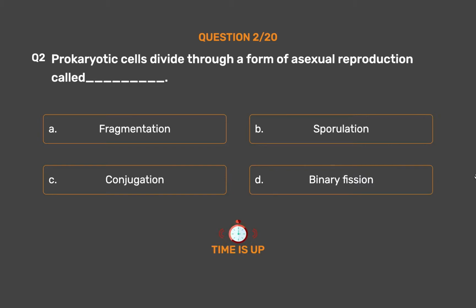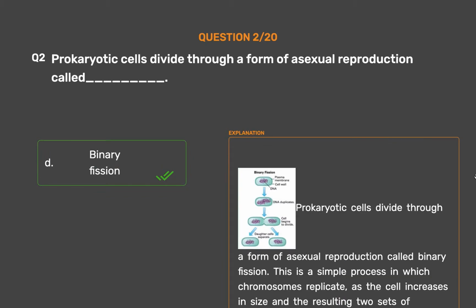The correct answer is option D, binary fission. Prokaryotic cells divide through a form of asexual reproduction called binary fission. This is a simple process in which chromosomes replicate. As the cell increases in size and the resulting two sets of chromosomes move apart to opposite ends of the cell, the cell constricts in the middle as the plasma membrane is pulled inward and a new cell membrane is formed right down the middle, completing the process.